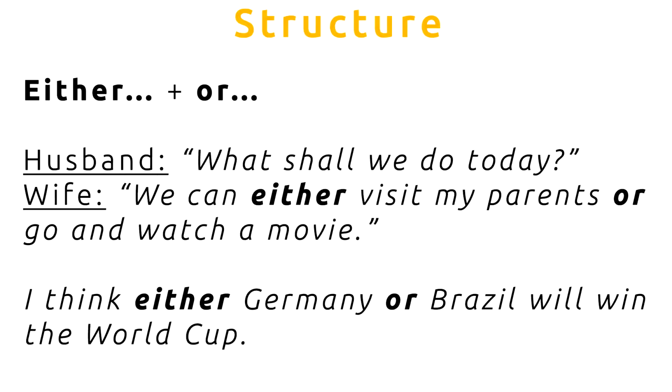And finally, either something plus or something. So this is similar to the previous one, neither nor, but this is positive. So the husband says, what shall we do today? The wife replies, we can either visit my parents or go and watch a movie. So remember, either is a choice of two things. The choice is visit my parents or watch a movie.